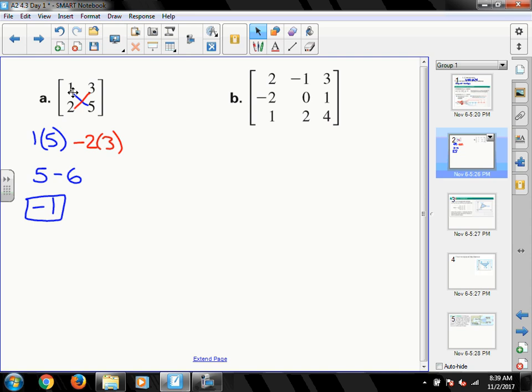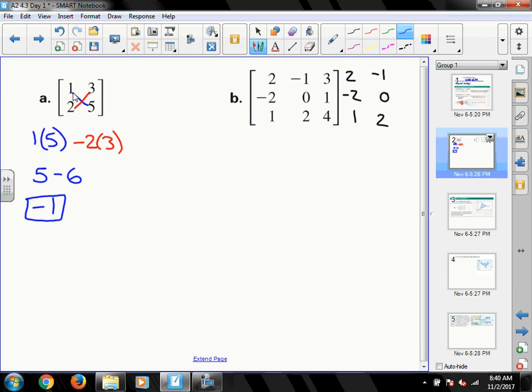When we have the 3x3, remember, we need to bring the first two columns out to the right of our matrix. So to the right of this matrix, I'm going to go 2, -2, 1, -1, 0, and 2. Now, I like to draw my lines. It helps me keep everything straight so that I can get these down in a nice ordered fashion.